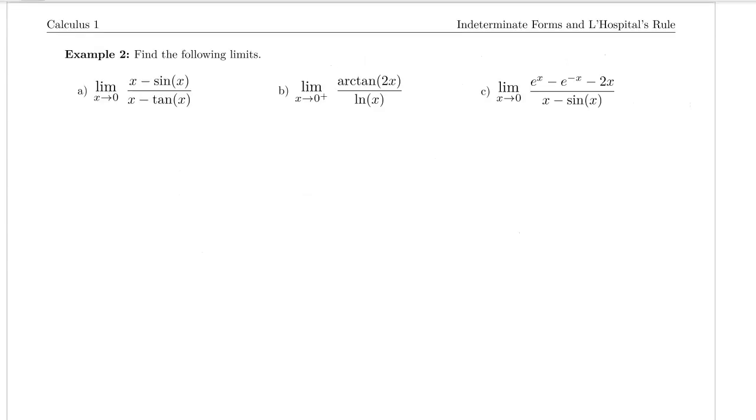In example 2, we want to find the following limits, and for all of these, again, we want to check that they fit one of our indeterminate forms. So part A, we have the limit as x approaches 0 of x minus sine of x over x minus tangent of x. If I were to plug in 0, I would end up getting 0 over 0. So that's one of our indeterminate forms, so we can continue on by using L'Hopital's rule.